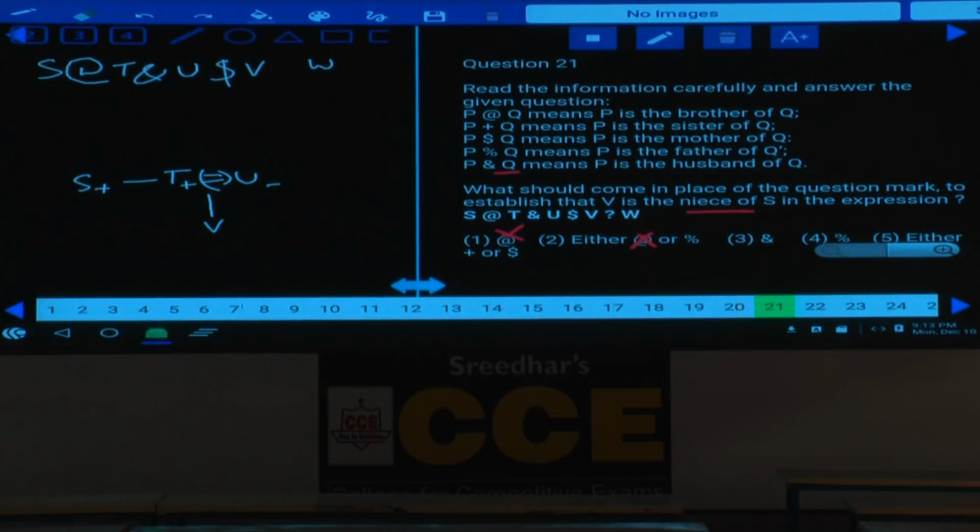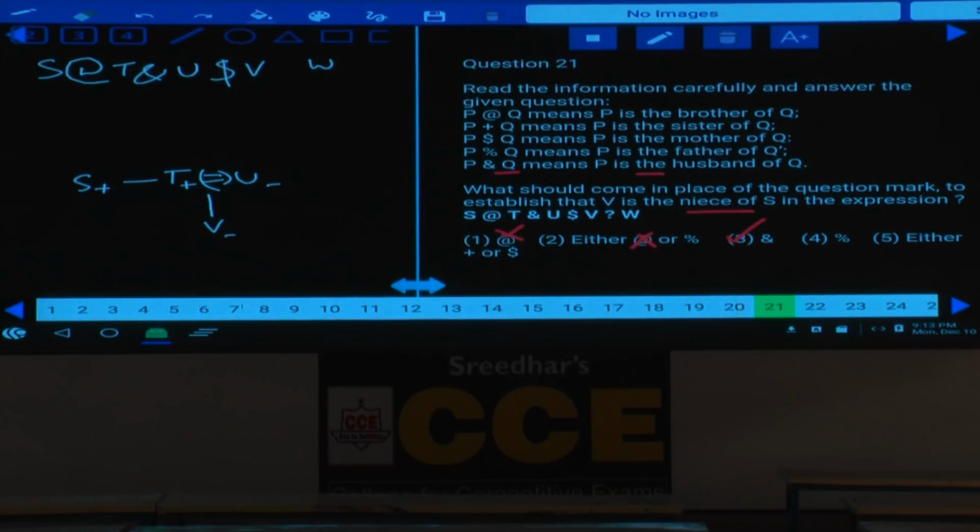Then N. What is N here? P N Q means P is the husband of Q. Now V is the husband of W. As V is the husband of W, V is a male. Hmm, as V is a female, V is the niece of S, or not? Definitely true. Now we have another choice 5, either plus or dollar, isn't it? Now either plus or dollar.